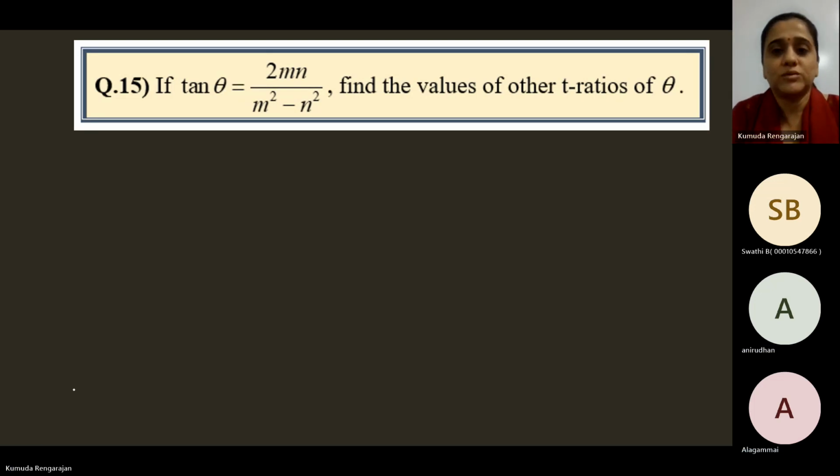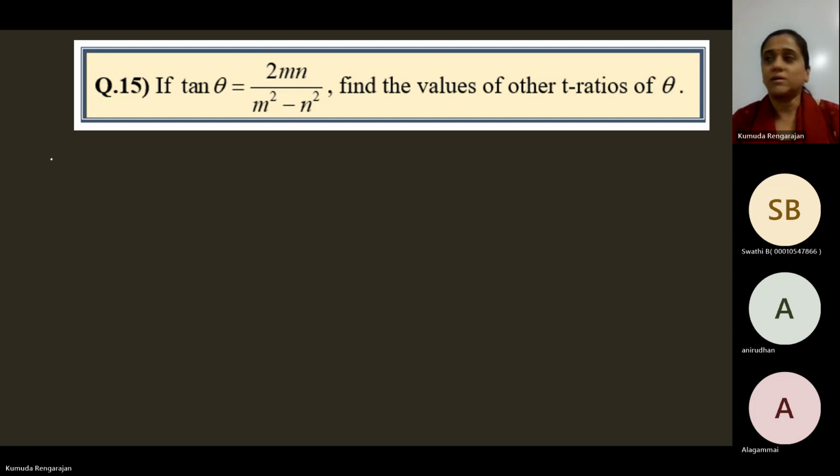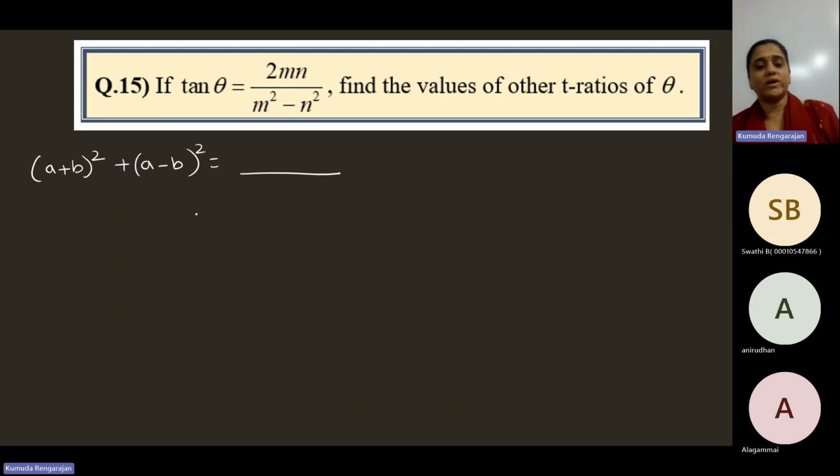So this is a test question. Please try this one. Complete these identities for me. A plus B the whole square plus A minus B the whole square is equal to, complete the identity.